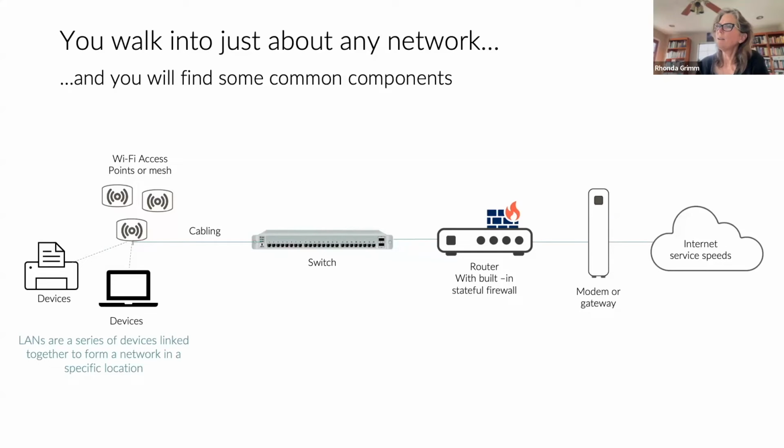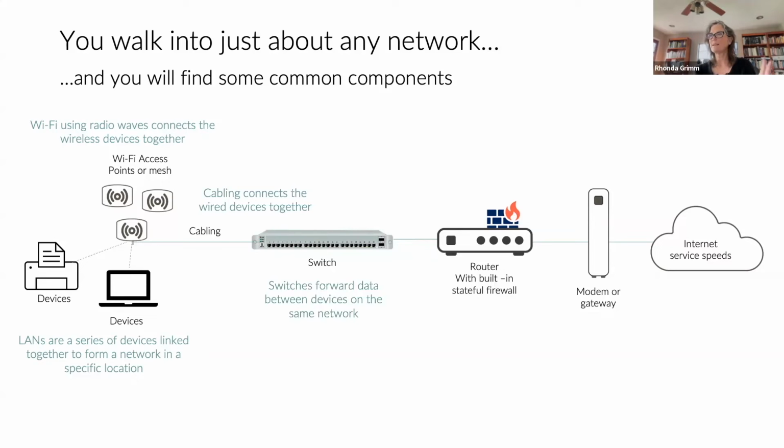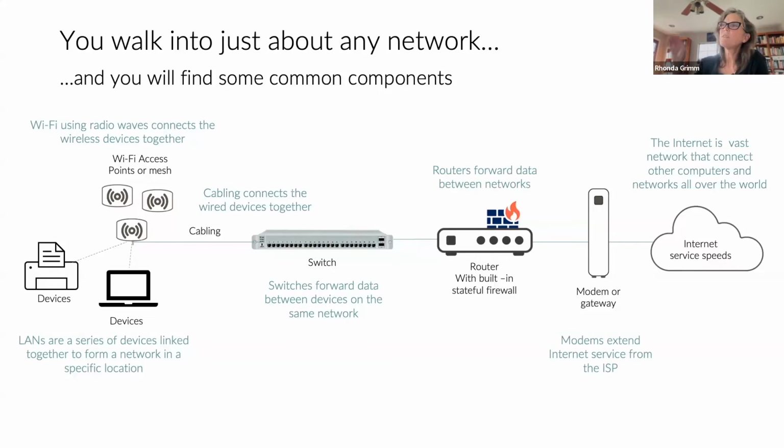The devices are linked together to form a network in a specific location. Radio waves on Wi-Fi connect the wireless devices together and let them talk to each other. Cabling connects the wired devices together, and the switch is like this big hub that lets these devices all talk to each other. Then you've got your router that forwards data between networks, and the modem that extends the internet service from the ISP. And then you've got the internet, just this huge, vast network of computers and networks all over the world.